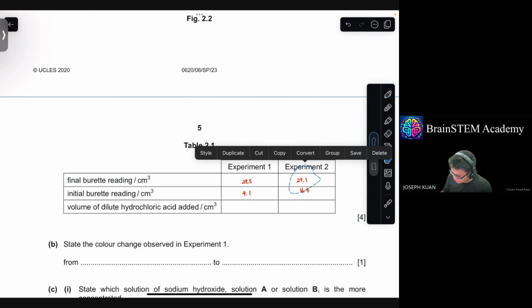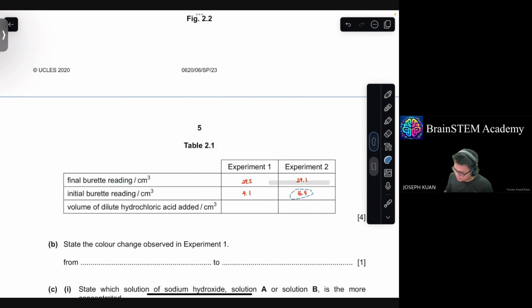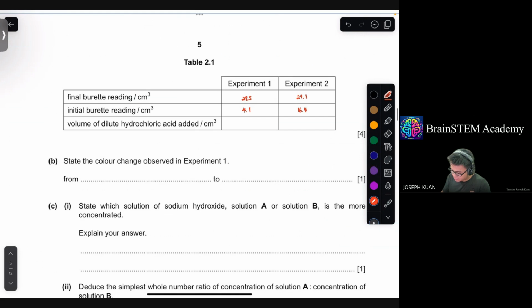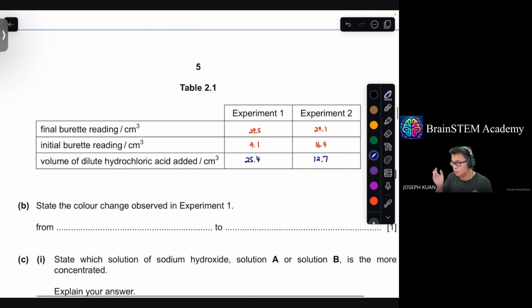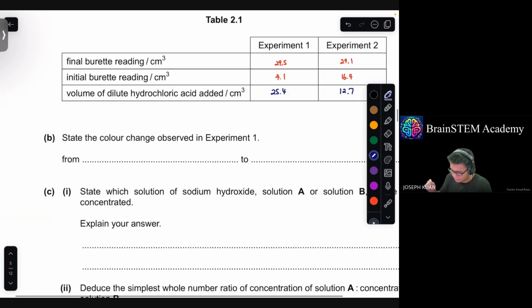So how to find the volume of acid used? Just minus, right? Then you get 25.4, and the last one is 12.7. So those are your answers. All your values should be in 1 decimal place for burette or the nearest 0.05. But it's easier for you to just put as 1 decimal place.